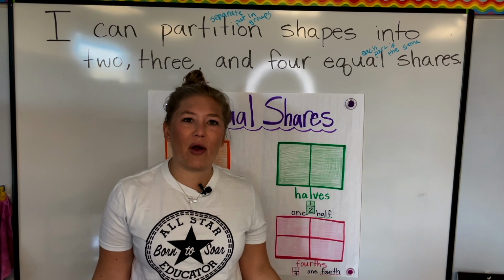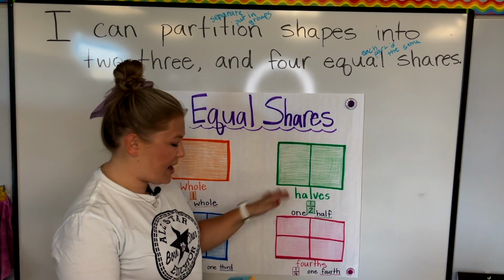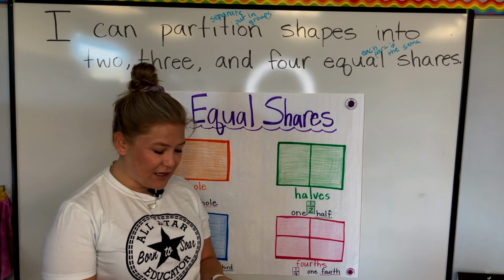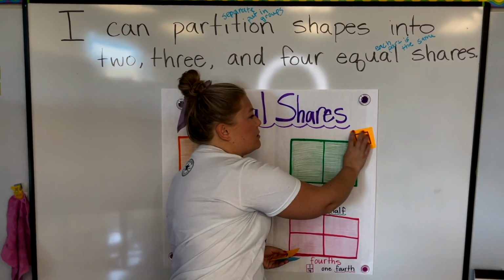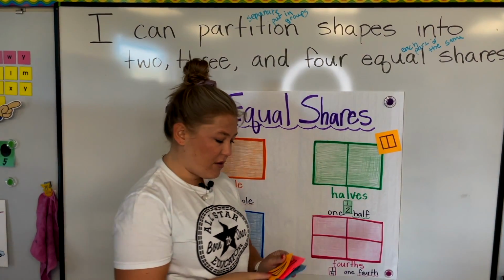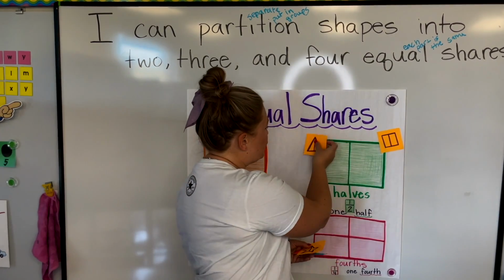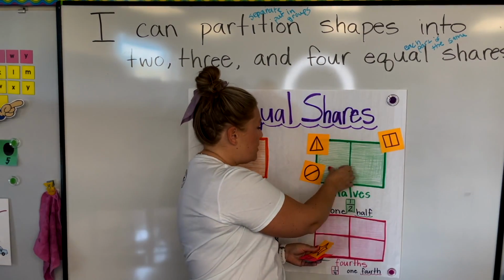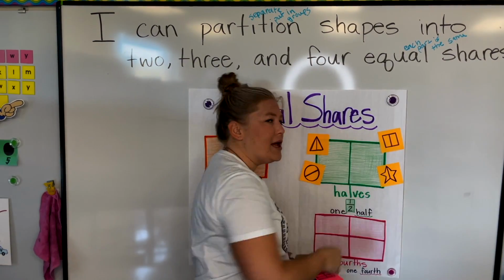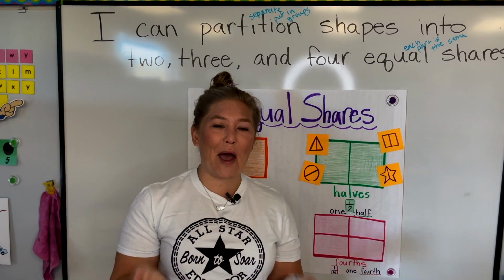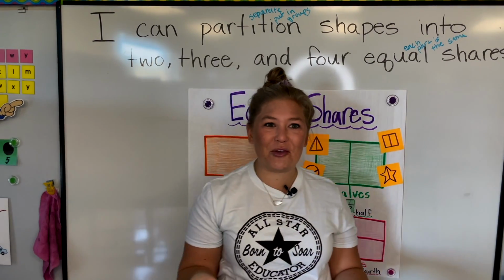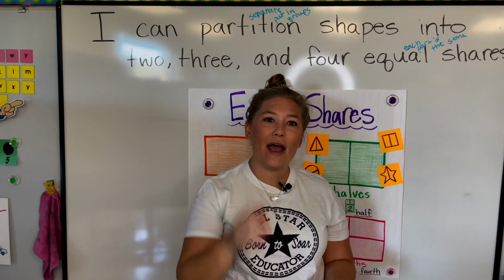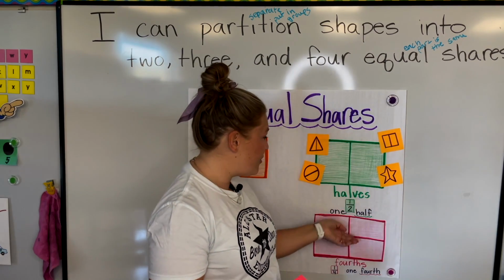All right, so we can break apart other shapes into equal shares as well. If I'm looking at my halves right here, I know I can break apart my halves. I can break apart a square into a half. I can break apart a triangle. I can break apart a circle. And I can even break apart a star. Now, are there other shapes I can break apart into halves? Absolutely. These are just the ones I wanted to show you as an example. Can you think of a different one that may be a shape you could draw and break into 1/2?